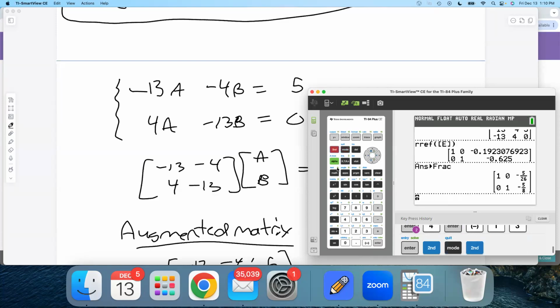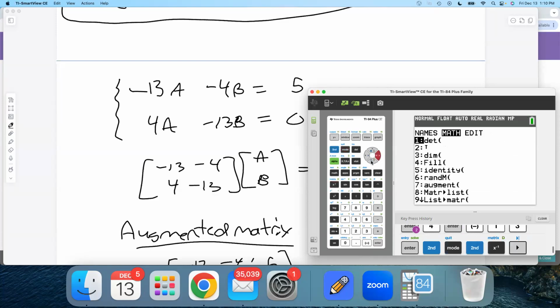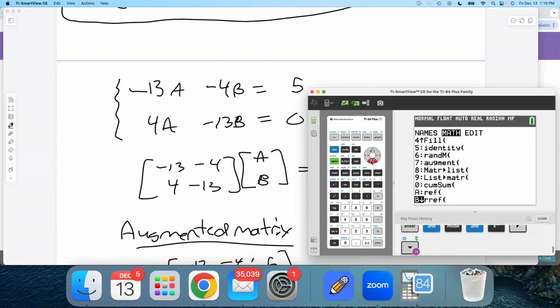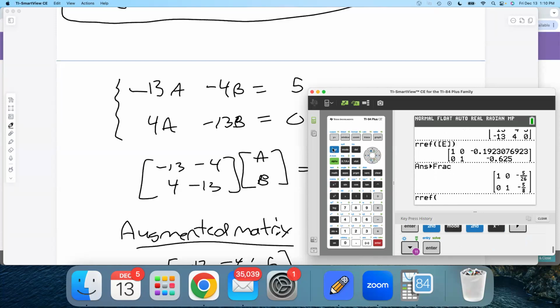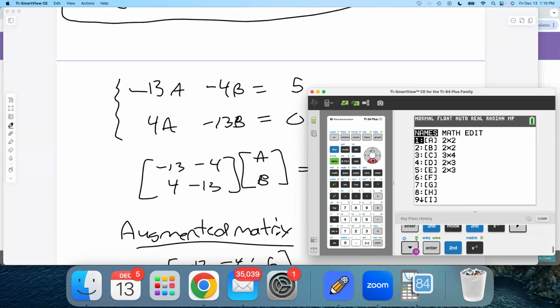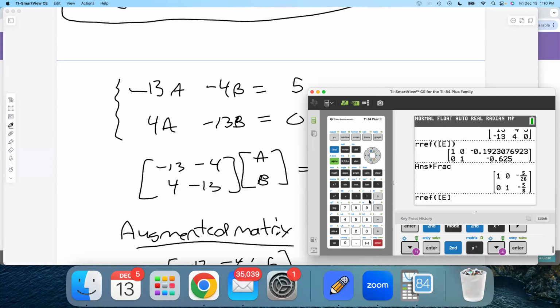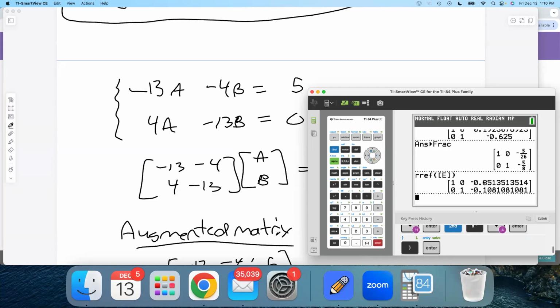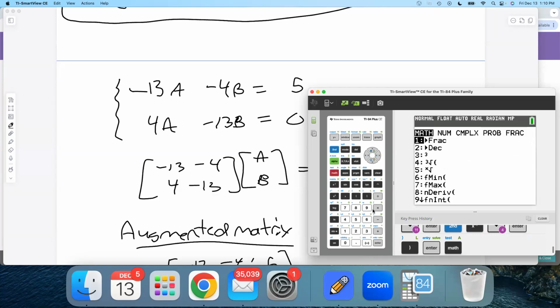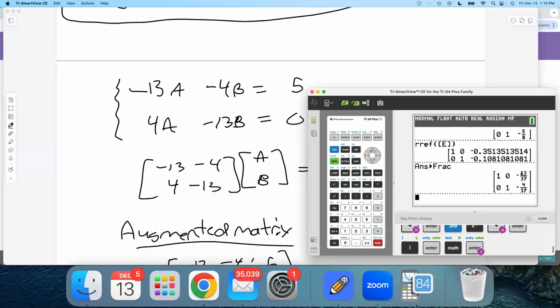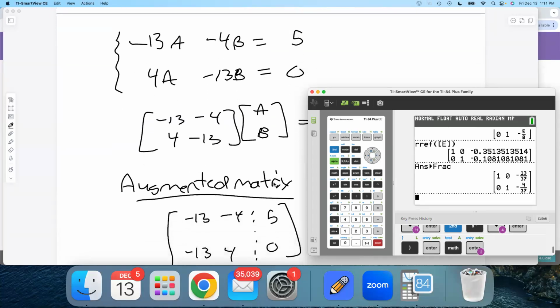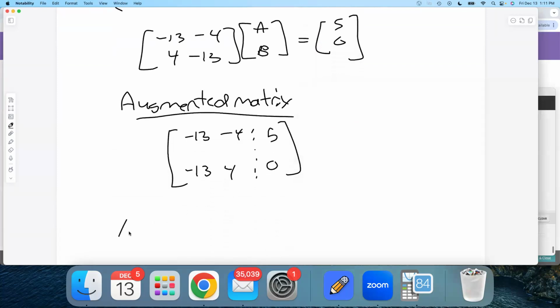Then come back in, second matrix, over to math, down to RREF, row reduced echelon form. And I want to apply that to matrix E. Close my parentheses, hit enter. And then again, I can have my calculator convert this into fractions. So we get A, -13 over 37. And B was -4 over 37.